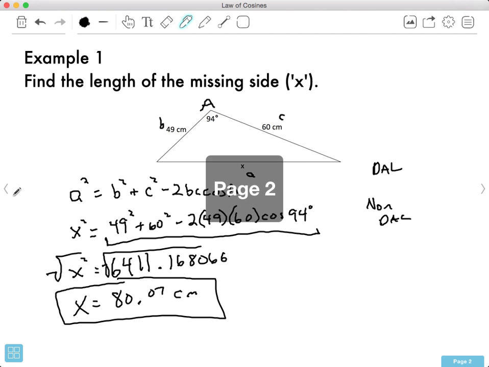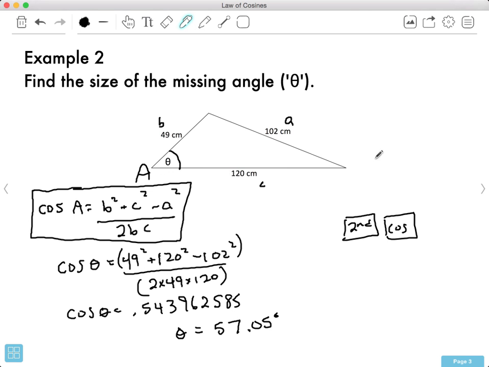I hope that helps you with calculating law of cosines. Again, there's only 2 ways we can ask questions like this: finding the side this way or finding the angle this way. So once you look at these 2 examples, they should be good examples to do questions in the future.